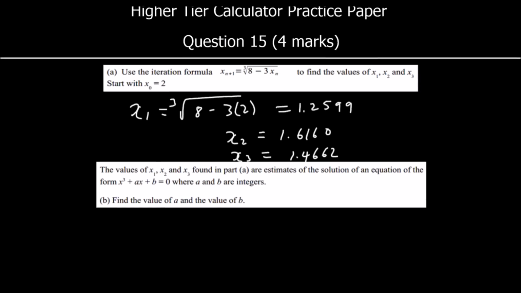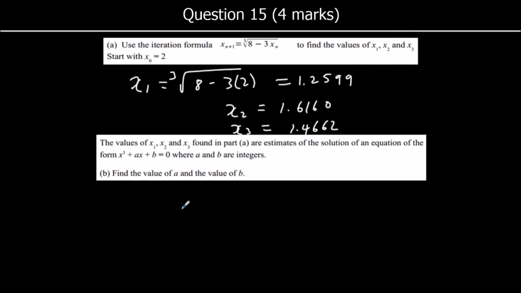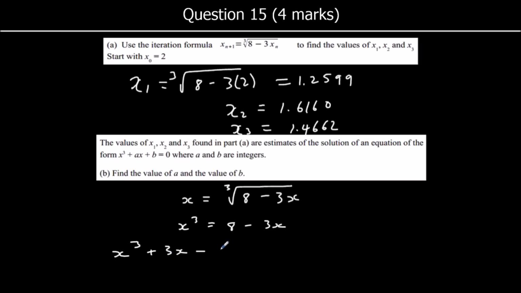What's the equation? So take the iteration formula again and rearrange it. To get rid of the cube root, we cube and then make it equal to 0. So x cubed plus 3x minus 8 equals 0. So a is 3, b is negative 8.